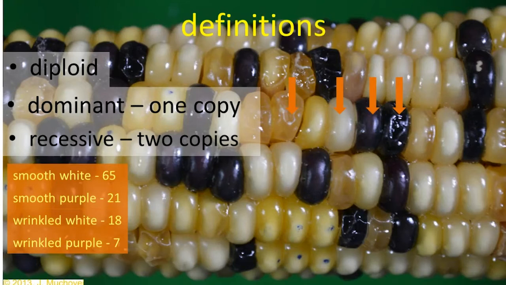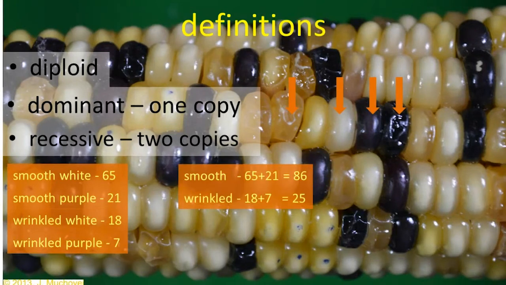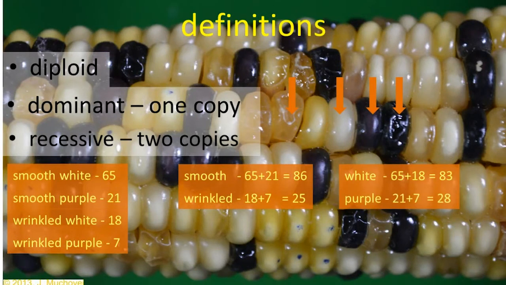So we can look at these in a lot of different ways. It says smooth, you've got 86. Wrinkled, you've got 25. White, you've got 83. Purple, you've got 28. So smooth is going to be a dominant characteristic. Wrinkled is going to be a recessive. White is going to be a dominant characteristic. Purple is going to be a recessive.